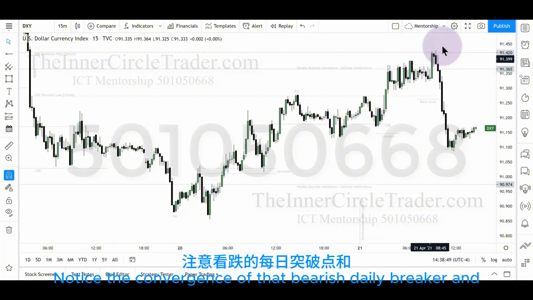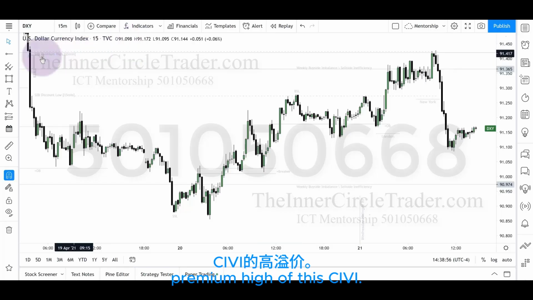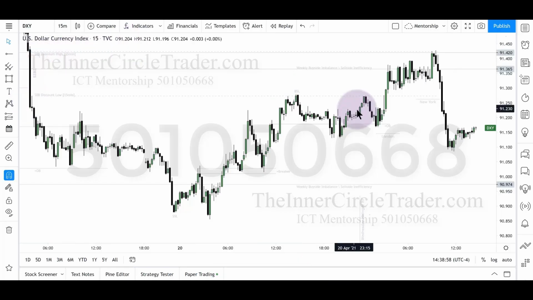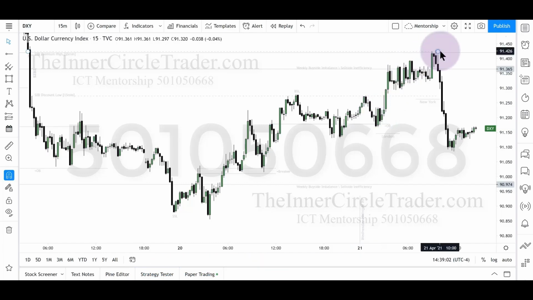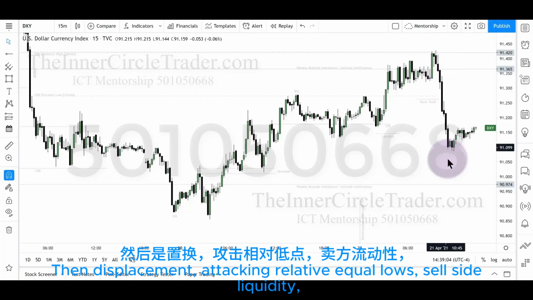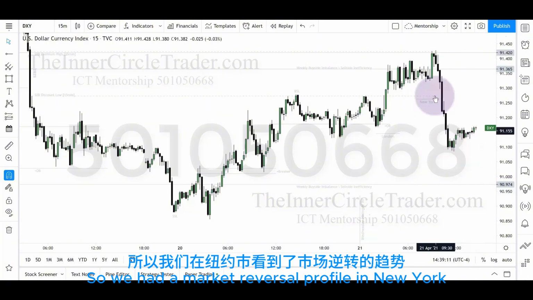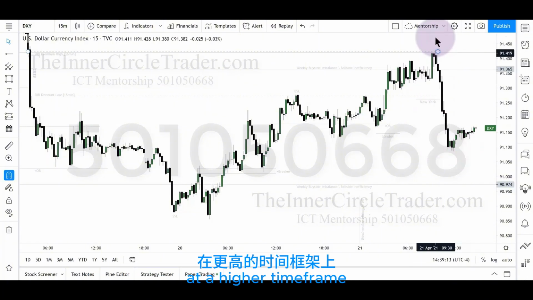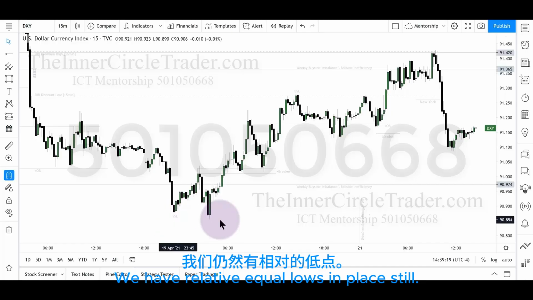Notice the convergence of that bearish daily breaker and the premium high of this SIBI. So we went completely up into it, closed it in, and hit the bearish daily breaker. Then displacement, attacking relative equal lows, sell side liquidity, hammered it beautifully. So we had a market reversal profile in New York at a higher time frame premium array. We have relative equal lows in place still.